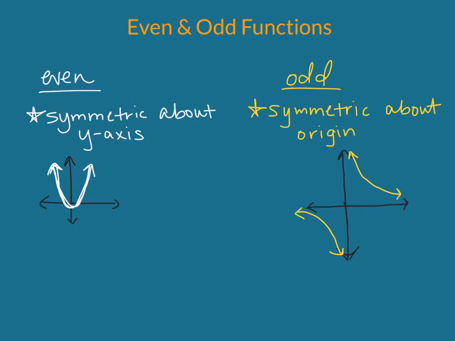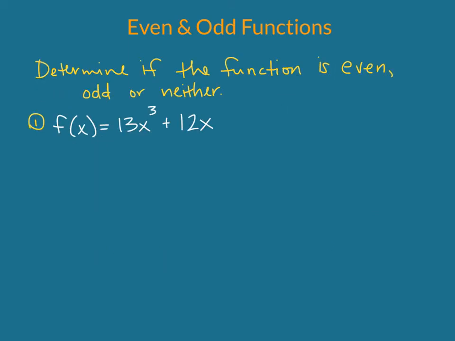And then algebraically, the way that we determine whether a function's even or odd is if when we plug in negative x, we either get the exact same function out, that means that it's even. But if we plug in negative x and get the exact opposite function out, then we know it's odd. If neither of these things work, then the function is neither even nor odd. Let's do a few examples.